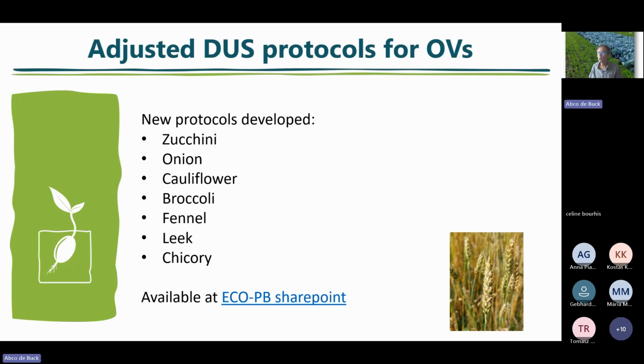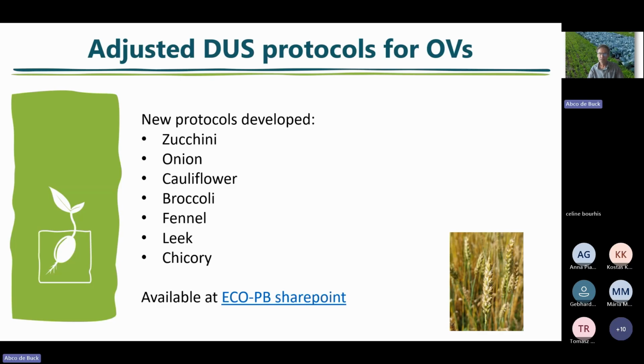So, new protocols are developed up to the carrot and the kohlrabi that are now into the proposition for vegetables, for zucchini, onion, cauliflower, broccoli, fennel, leek, and chicory. That's concerning the vegetables. For the arable crops, now there are in wheat, barley, rye, and maize. And actually there are no new propositions for adjusted protocols.